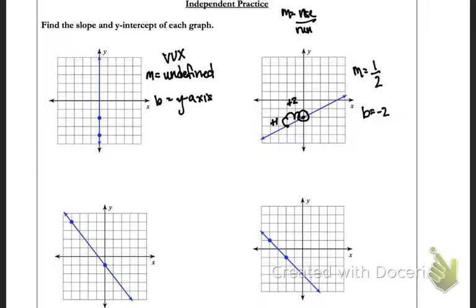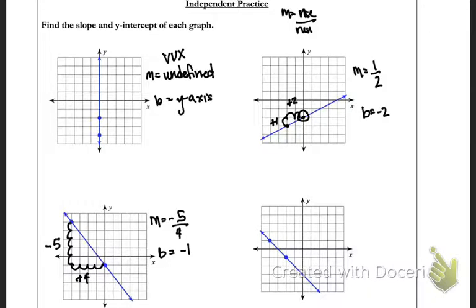On the next one, trying to find my slope. This one I notice that when I look at the slope, it's negative. So if I start at the left point, I'm going to have to go down. I actually go down 5, and then I go to the right 4, making my slope negative 5/4. The y-intercept, where the graph crosses the y-axis, is negative 1.